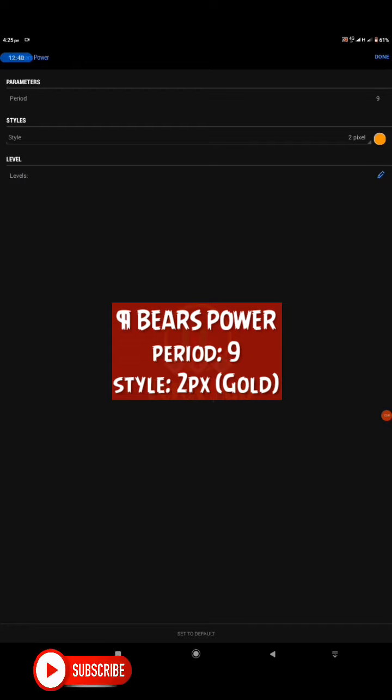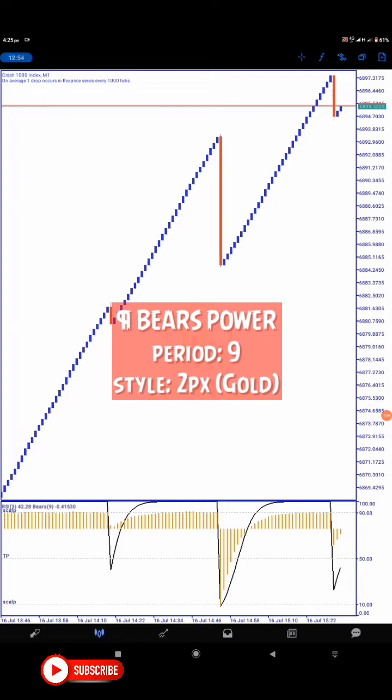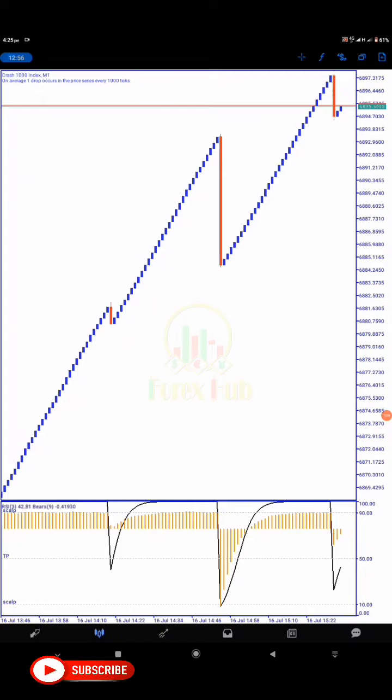The next indicator is still on indicator window one, is your Bears Power. Look for your Bears Power, and then your parameters: period should be 9, your style should be 2 pixel. You make the color gold or any color of your choice. After you've done that, you click on done. There are no levels for this one, and then you are going to be having this.